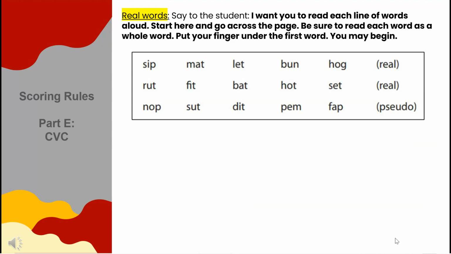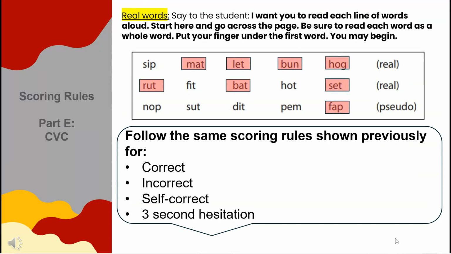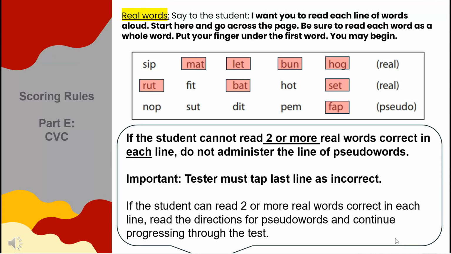You may begin. The tester will follow the same scoring rules shown previously for correct responses, incorrect responses, self-correct, and 3-second hesitation. If the student cannot read 2 or more real words correct in each line, do not administer the line of pseudo words. That's the third line. Important: if this occurs, the tester must tap the last line as incorrect, making all of the 5 words on the bottom row red. If the student can read 2 or more real words correct in each line, then the tester will read the directions for the pseudo words, the third line, and continue progressing throughout the test.